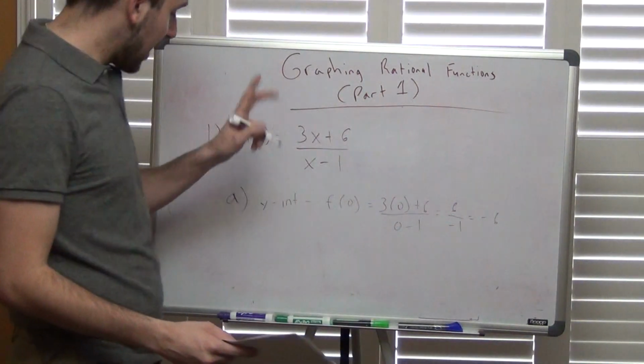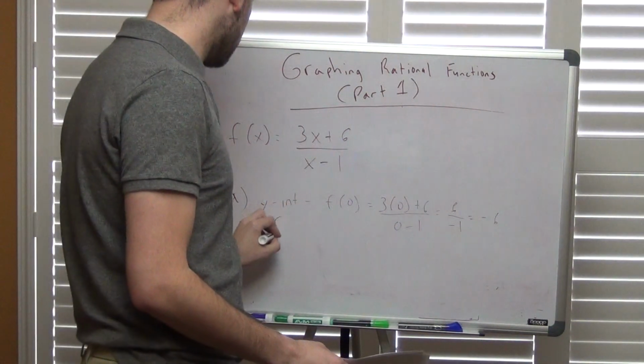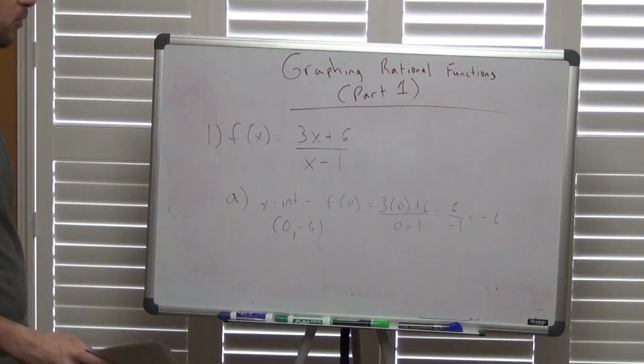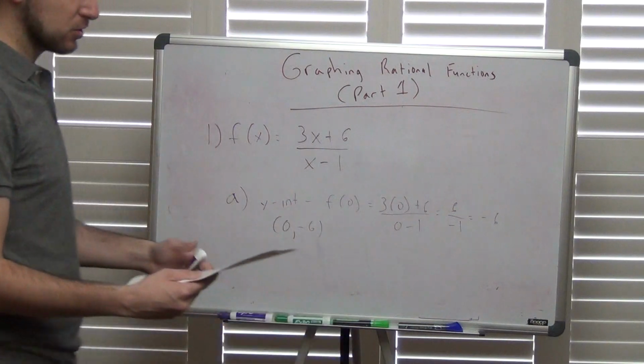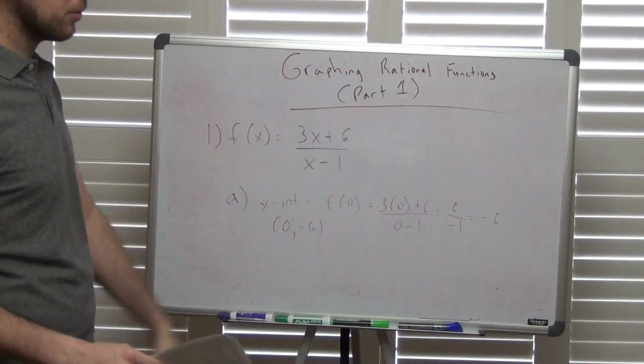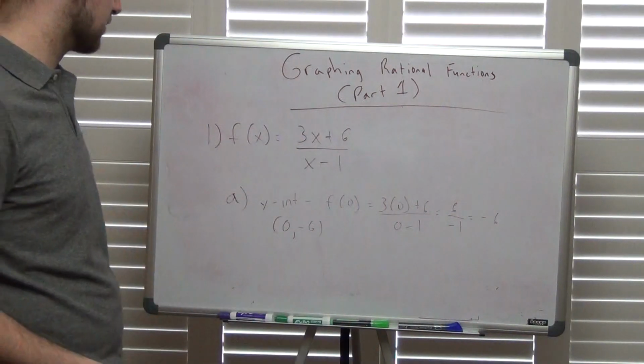So my y-intercept is going to be 0, negative 6. That's the point where this graph touches the y-axis. So this will not have an asymptote at x equals 0, because it touches the y-axis.